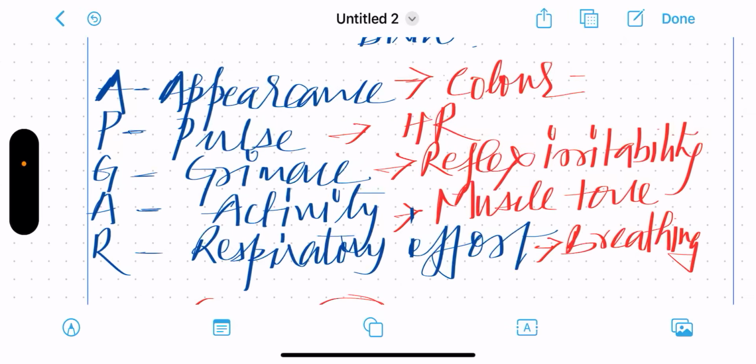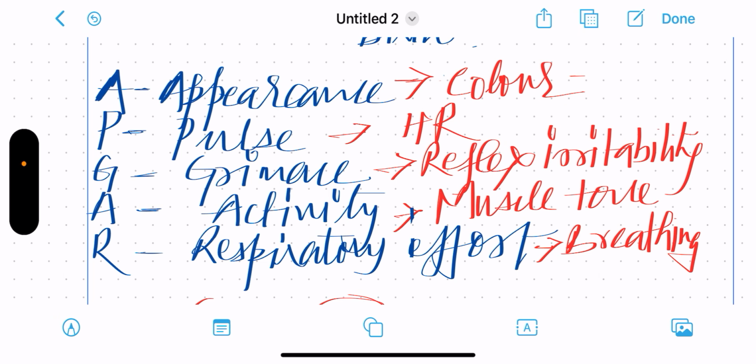Now, how do we assess a newborn's appearance? A newborn's appearance is assessed by the color of a newborn. That is, how does a child look to us at 1 minute after birth and at 5 minutes after birth. Whether the child is looking pink or blue, we see the appearance of the child by that.